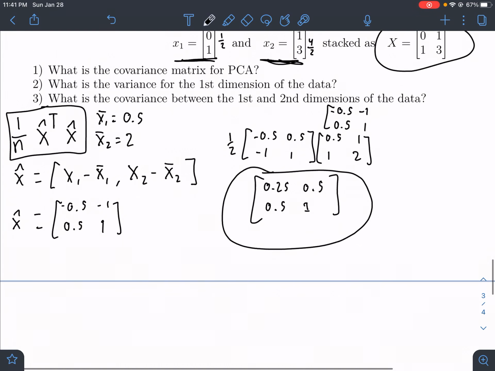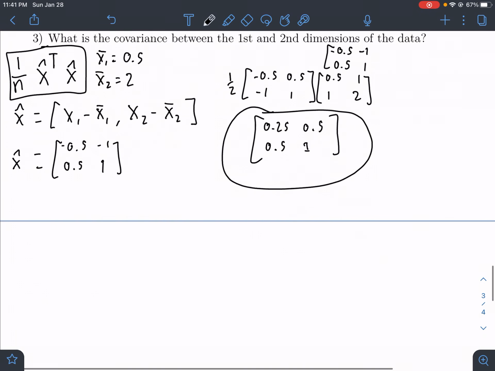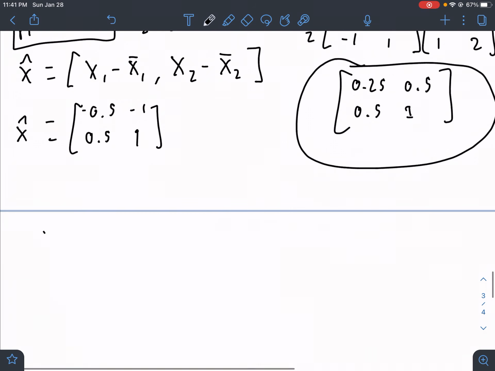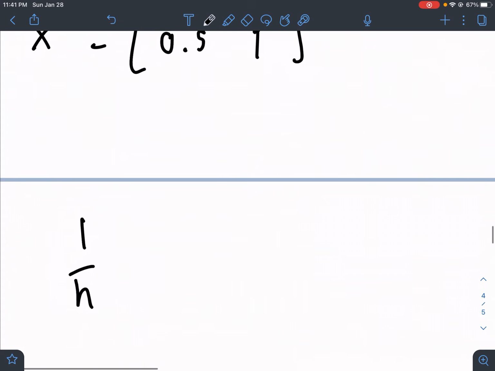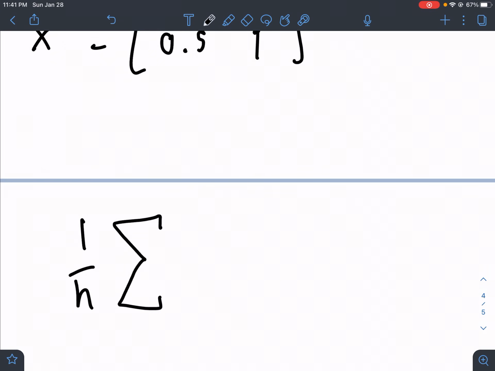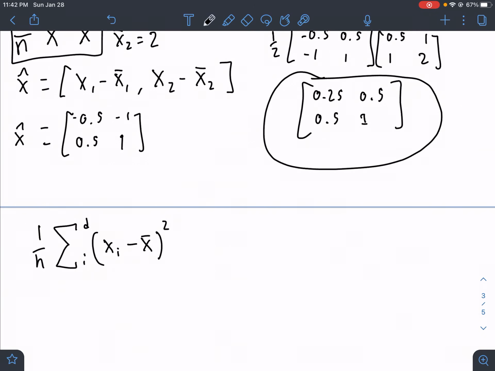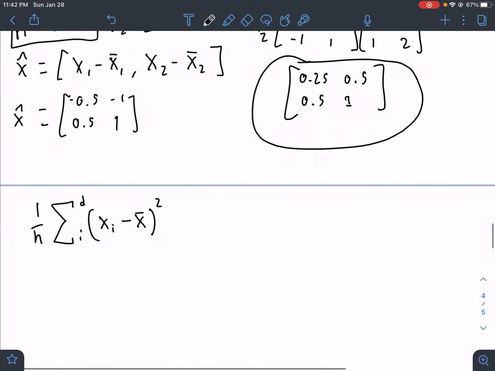Alright, for part 2, we're going to find the variance of the first dimension of the data. This is pretty simple. Same formula as last time: 1 over n times the sum of x sub i minus x bar, squared. That's our variance formula.